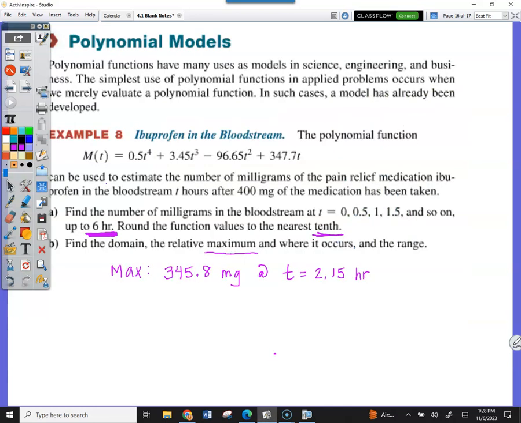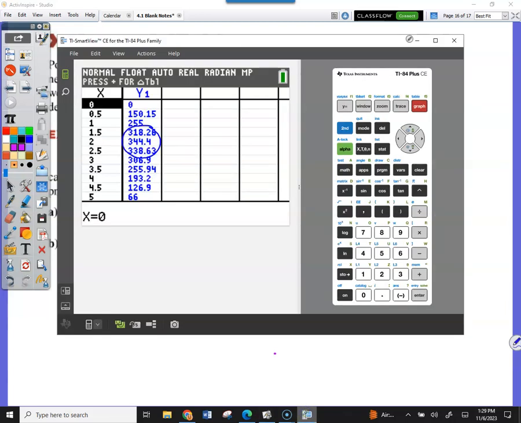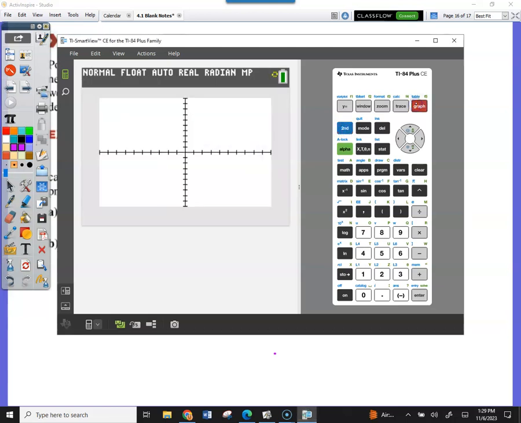So you're going to copy those values down. Now it says find the domain and the relative maximum where it occurs. You would find the maximum by going to the graph. We would have to go to the graph because I can't tell the max from right here because I'm only hitting whole numbers and half numbers. What if the max is at 1 3/4 or something? So just hit graph.